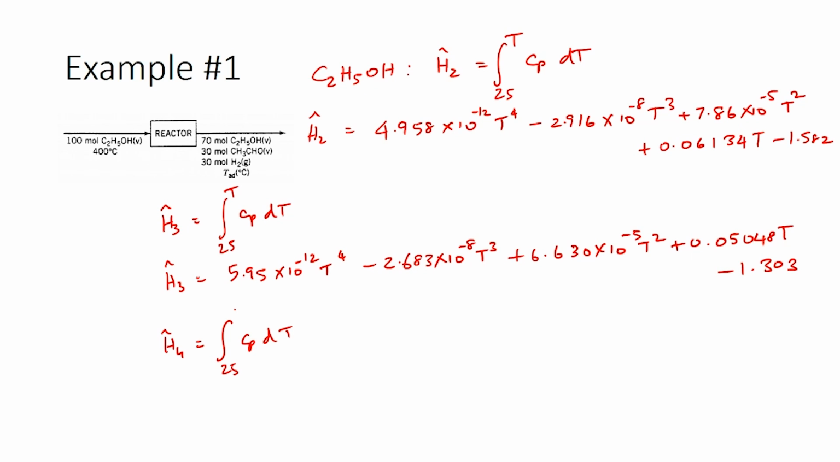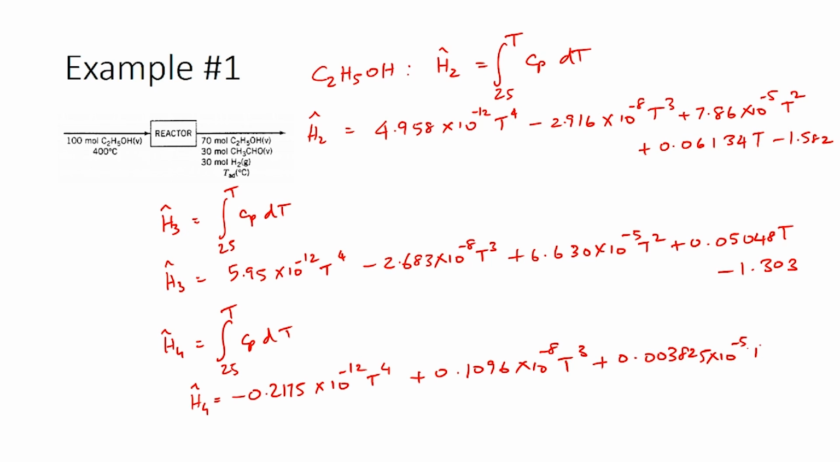So, similarly we can calculate the value for H4 cap, which would be the integral of Cp of hydrogen gas dT from 25 to T temperature. So, your H4 cap is actually equal to minus 0.2175 times 10 power minus 12 T power 4 plus 0.1096 times 10 power minus 8 T cube plus 0.003825 times 10 power minus 5 T squared plus 0.02884 T minus 0.7210. Please perform these calculations by yourselves and try to get the values.